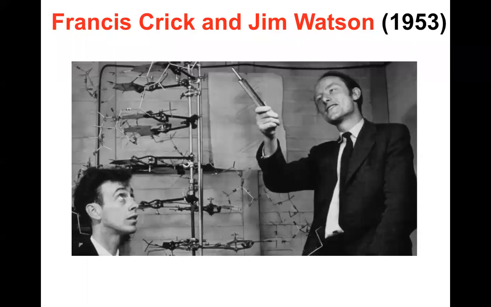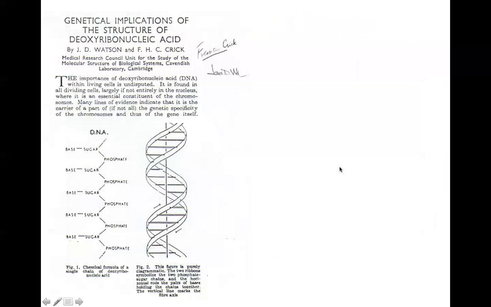But based on this, Francis Crick and Jim Watson in 1953 said that DNA has a double helical structure and has 4 nucleotides, that is adenine, thymine, guanine, and cytosine. This was the paper they published in the journal Nature, Genetic Implications of the Structure of Deoxyribonucleic Acid by J.D. Watson and F.H.C. Crick. This was the original paper. This was the original picture they drew when they published this paper in 1954.